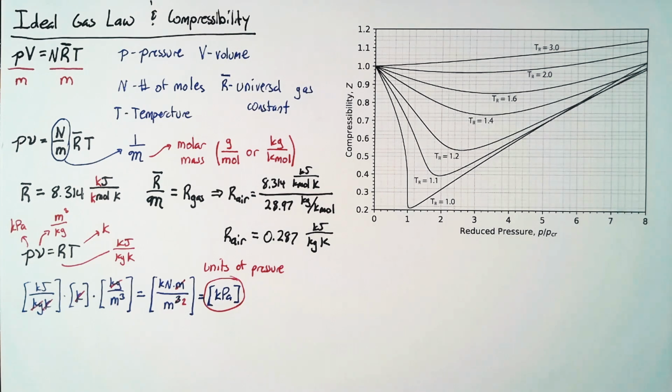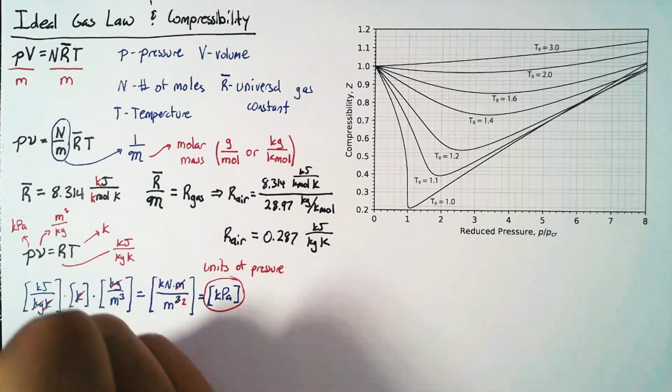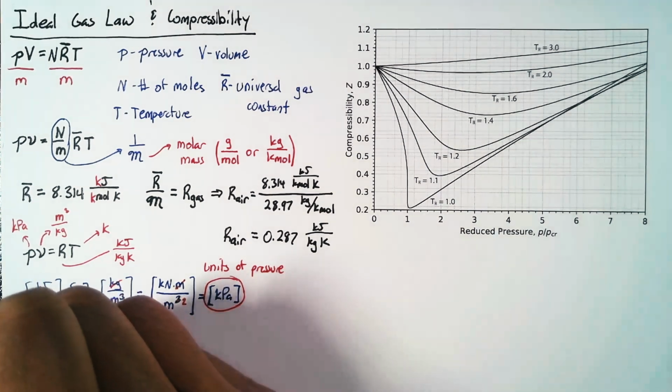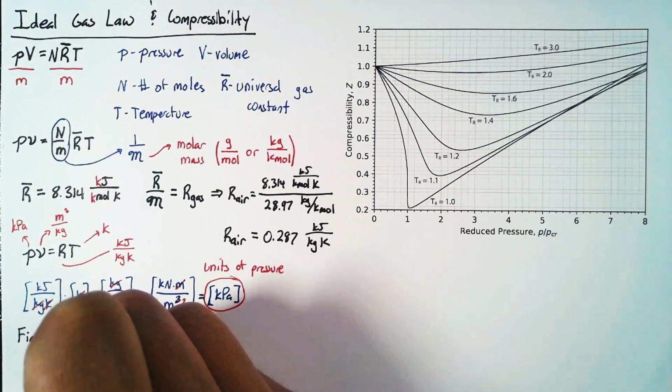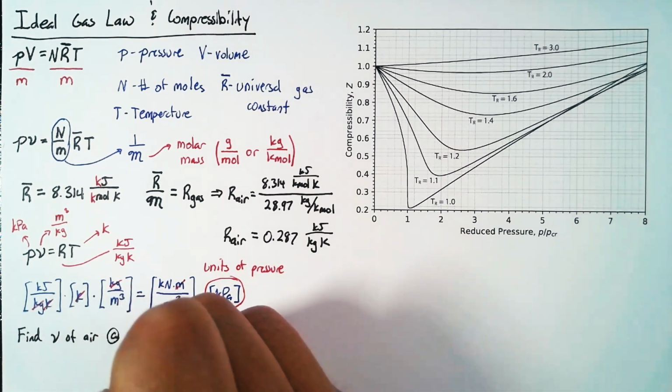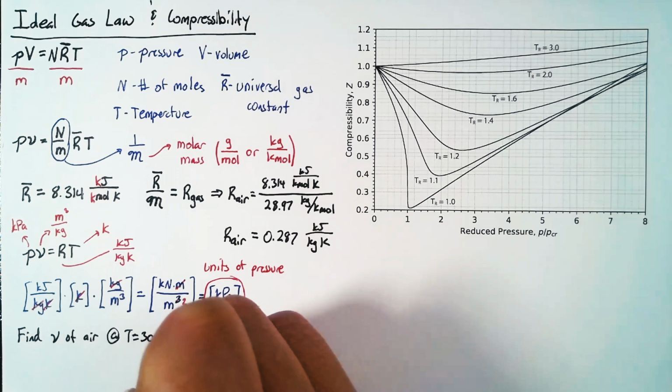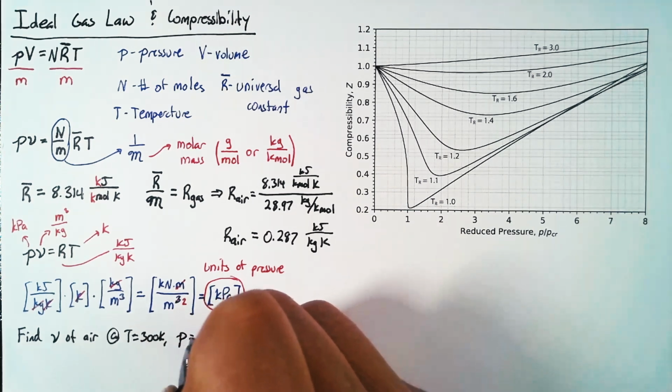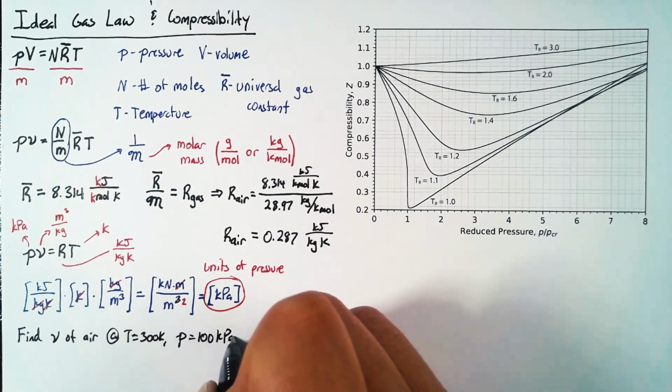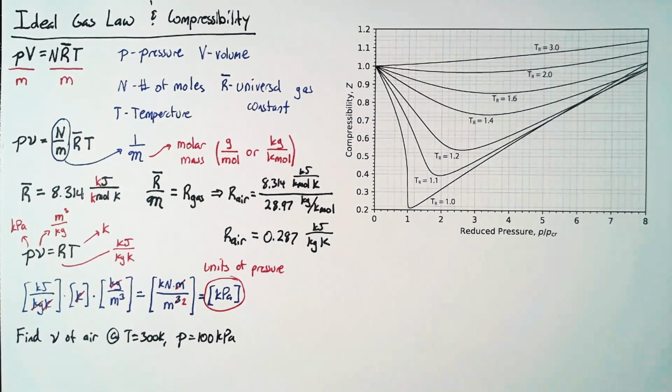So let's run through a quick example. What we're going to do is find the specific volume of air at a temperature of 300 Kelvin and a pressure of 100 kilopascals. The reason I've chosen these values is that they approximate our standard atmospheric conditions. So if you walk outside, you're in the ballpark of 300 Kelvin, and you should be in the ballpark of 100 kilopascals.